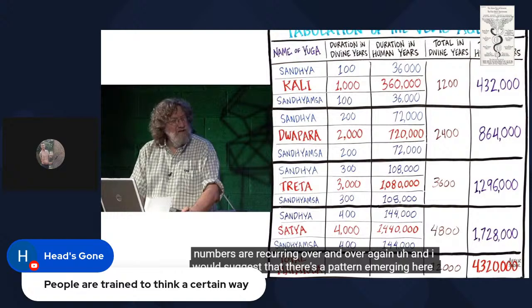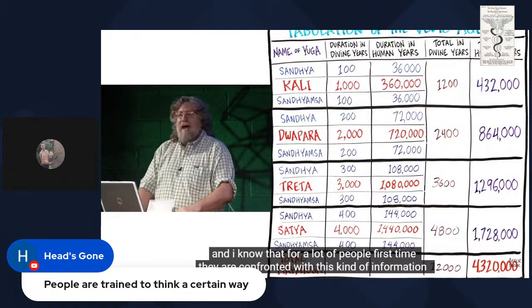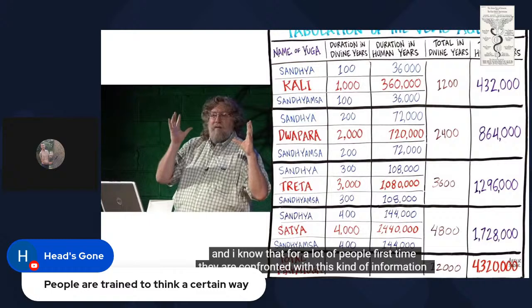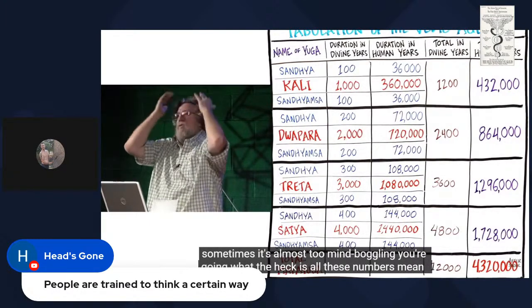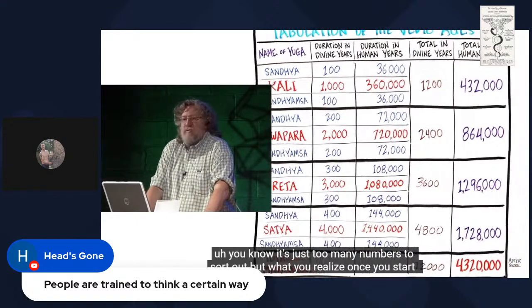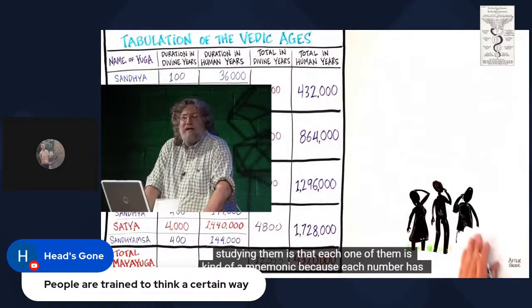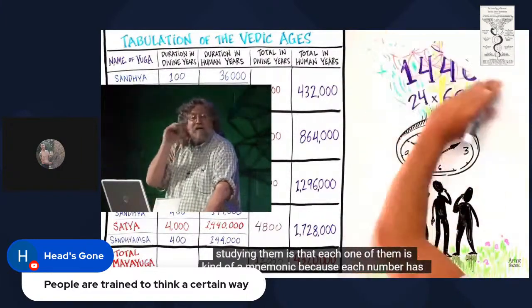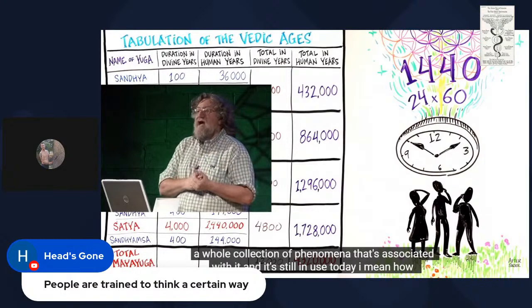And I would suggest that there's a pattern emerging here. I know that for a lot of people, the first time they are confronted with this kind of information, it's almost too mind-boggling. You're going, what the heck do all these numbers mean? It's just too many numbers to sort out. But what you realize once you start studying them is that each one of them is kind of a mnemonic, because each number has a whole collection of phenomena associated with it.